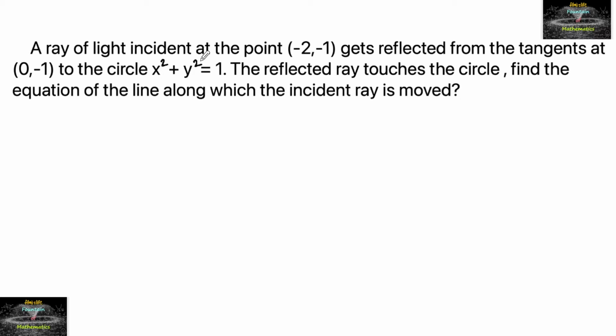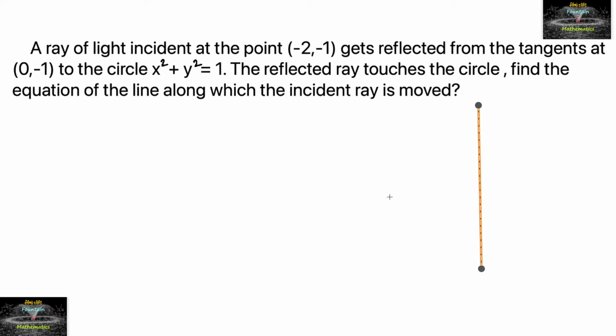A ray of light incident at the point -2, -1 gets reflected from the tangents at 0, -1 to the circle x square plus y square is equal to 1. The reflected ray touches the circle. Find the equation of the line along which the incident ray is moved.